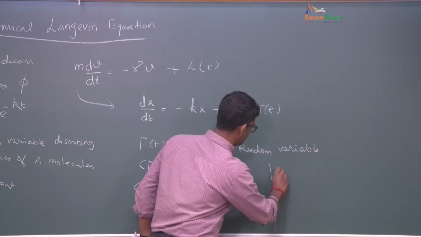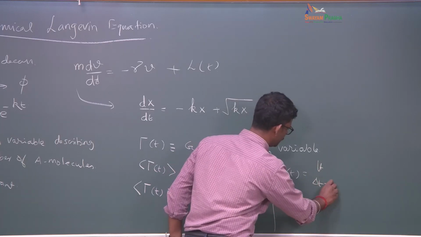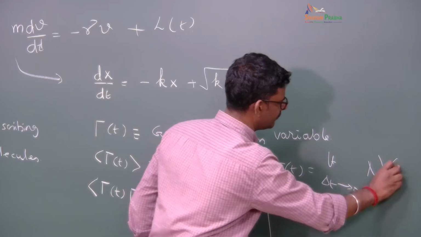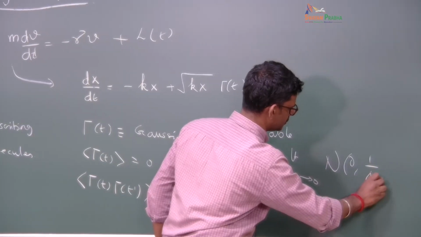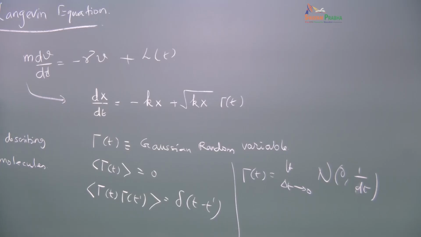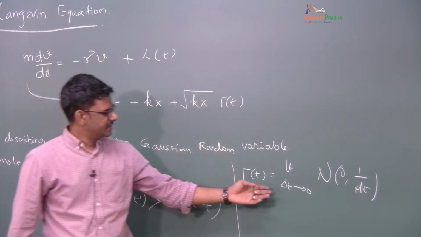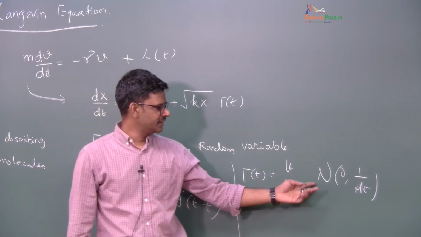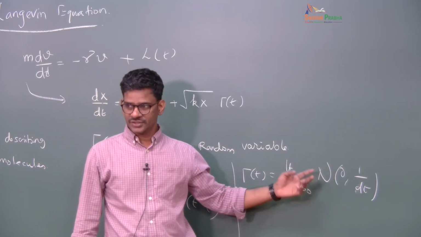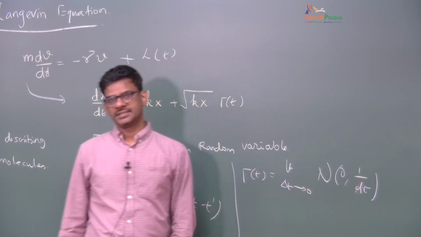In other words, we can say that this gamma of t, in the limit delta t tending to 0, is basically a normal random variate. The random force that I have here, when you take a very small delta t, is nothing but a unit normal random variable. It's a normal random variable with a 0 mean and 1 by delta t variance.